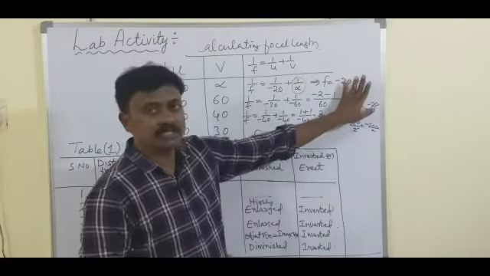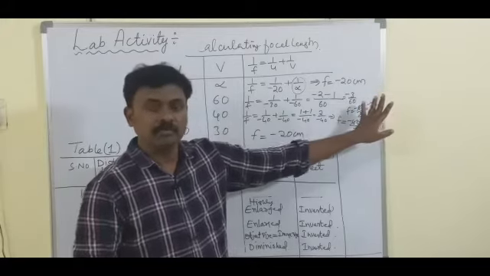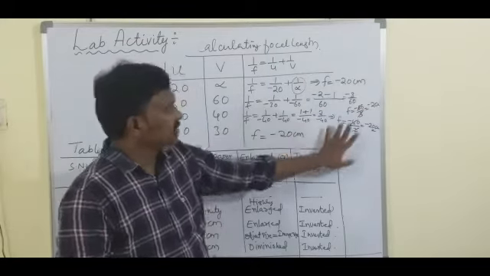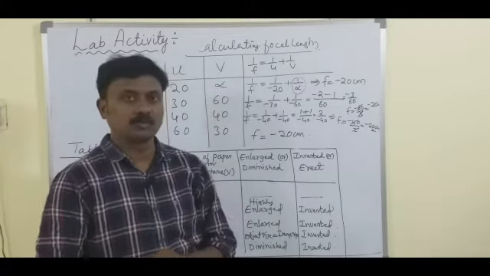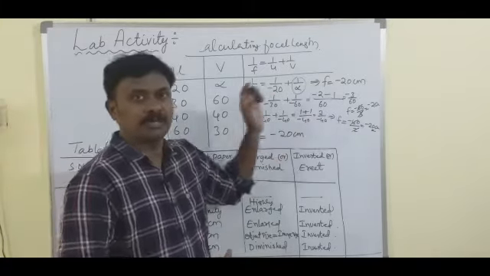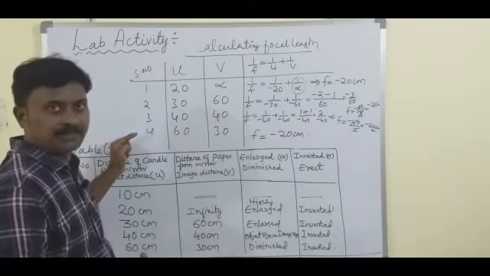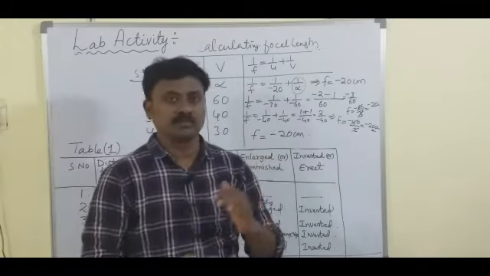It may be 20 and sometimes it may be 20.1, it may be 19.8. So if you get different values like this, what you have to do is take the average of all that. Okay, you have to add them and divide by the number of times you have done it, and finally you will be getting the average focal length.